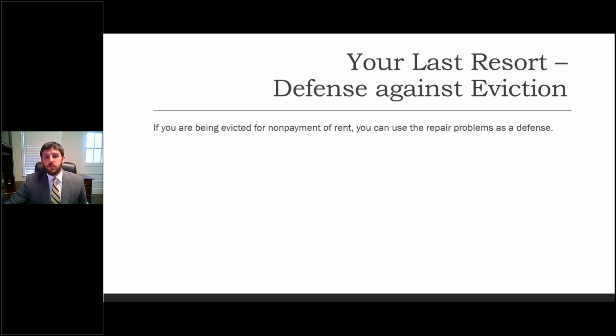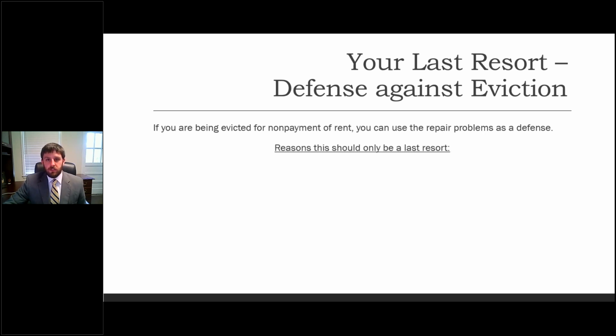So if the stove is broken and you say, I'm not going to pay rent anymore until the stove is fixed, and then 2 months go by and the landlord says, well, I'm going to evict you because you haven't been paying rent, and takes you to court, that is when you can use it as a defense. So that's what it means. If the landlord tries to evict you for non-payment of rent, you can use the repair problems as a defense.